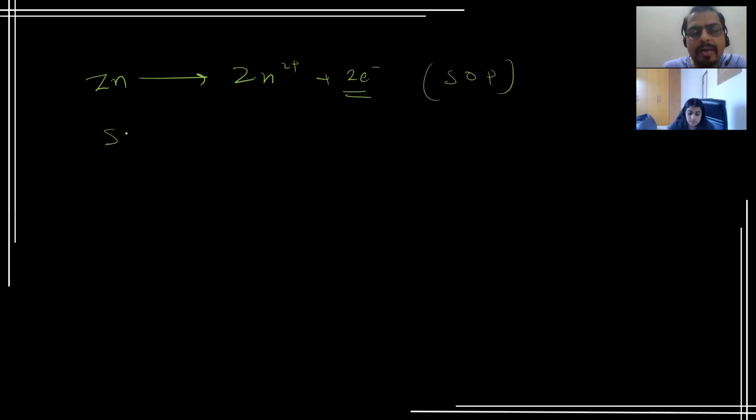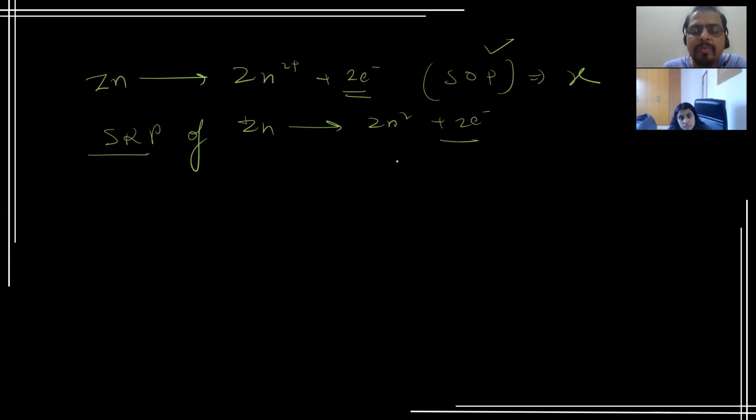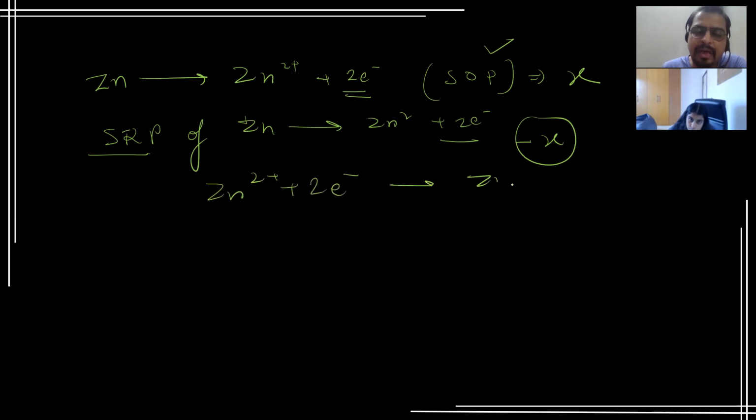But if you want to calculate the SRP of zinc to zinc 2 plus, then you have to reverse the sign of this SOP value. Suppose the SOP value is X, so the SRP value will be minus X, because we have to calculate the reduction. Reduction means this equation is just reversed. When it consumes the electron, reduction happens, right? So standard oxidation potential is the negative of standard reduction potential.